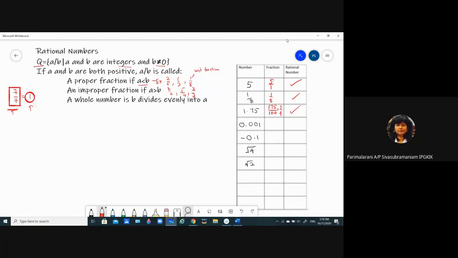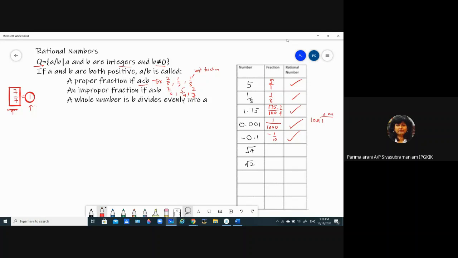How about this number, 0.001? 1 over 1000. Yes, good. This number is equivalent to 1 over 1000. You divide by 1000 and it will give you 0.001. So this is also a rational number because you can write it in the form of a fraction. How about negative 0.1? Rational or non-rational? Negative 1 over 10. Yes, it is a rational number. Any number that you can write as a fraction is a rational number.